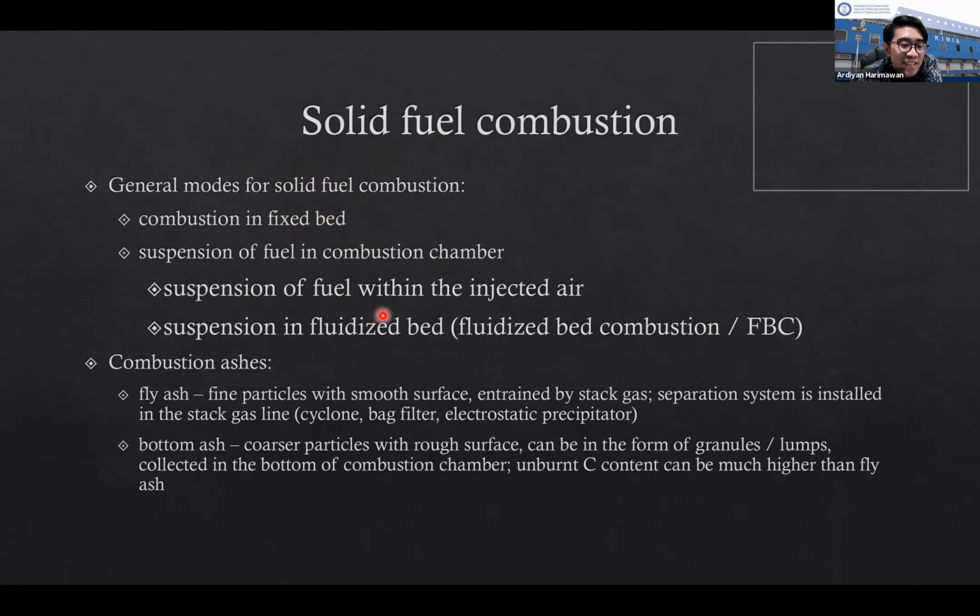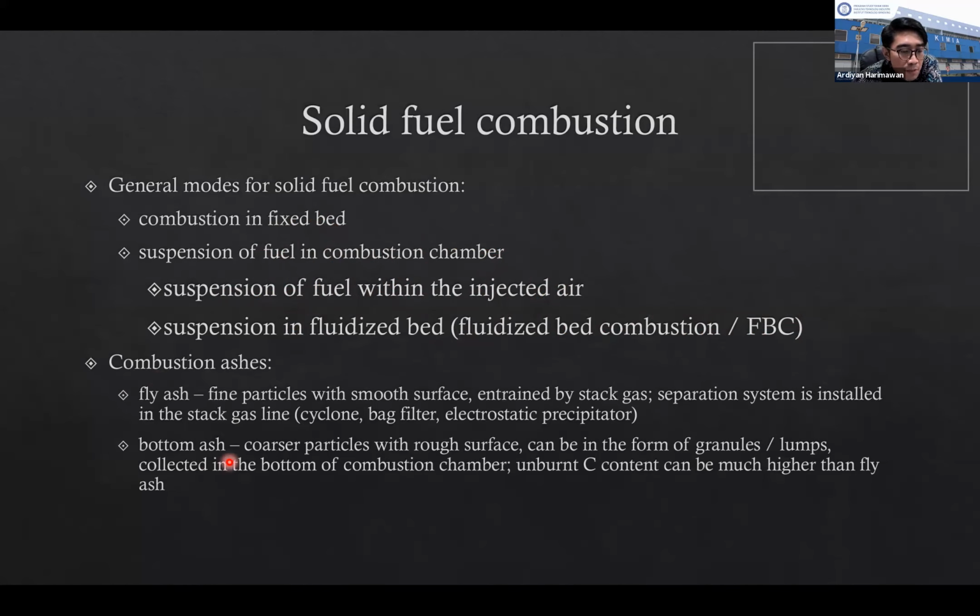The other version is by making the fuel in suspension. So in this type of combustion, the solid will be moving. The moving can be in the form of suspension of fuel within the injected air, or in what we call fluidized bed combustion or FBC. So basically, fixed bed and FBC are the common types of solid fuel combustion systems.